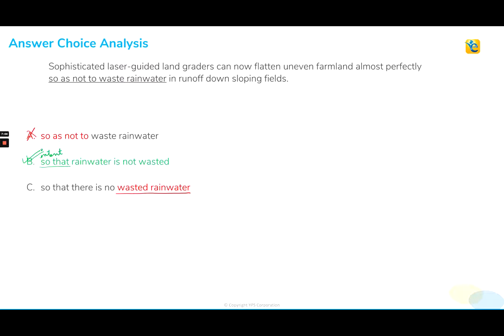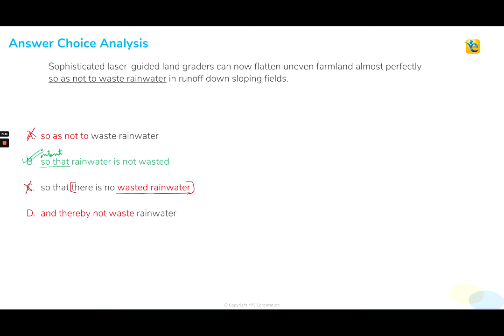But here, choice C uses the correct idiom, so that, but the usage of this part of the sentence, or choice, is absolutely illogical. There is no wasted rainwater in runoff. What we need to say is that, so that rainwater does not get wasted. So choice C is definitely out.